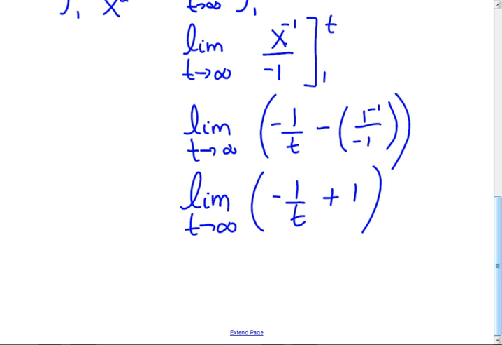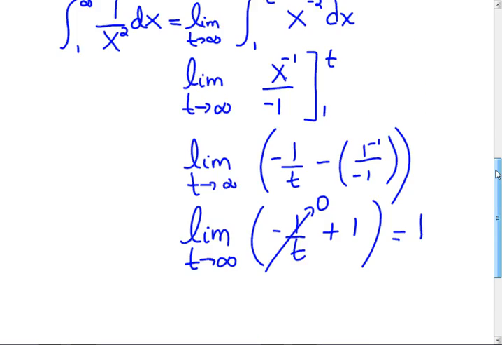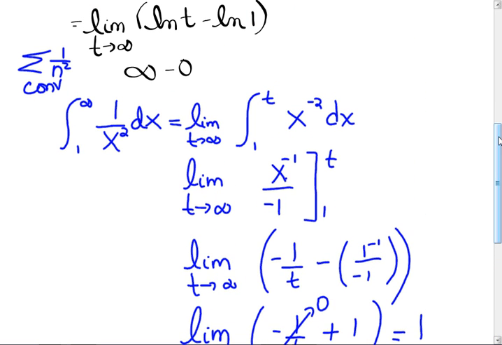Now, what happens to 1 over t as t goes to infinity? 0. 1 divided by infinity is 0. So what's this limit equal to? 1. Since this converges, we know that the series associated with that function, which is 1 over n squared, must also converge. That's just an intro to the integral test. All we're going to do in this assignment is work on integrating these and doing improper integrals. But that's just a preview for tomorrow.